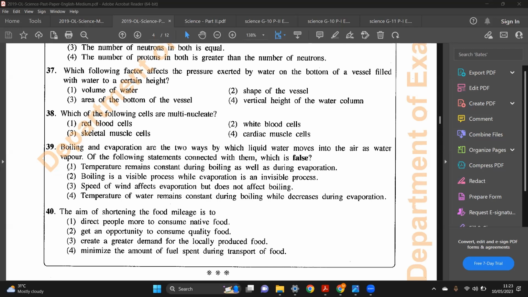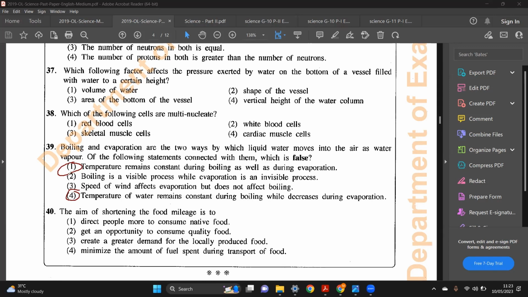Then fourth option, temperature of water remains constant during boiling while it decreases during evaporation. Again, no, that's wrong. It does not remain constant during boiling. So therefore, since you have two answers, this is also wrong. This is also wrong. They had given all for this particular question.